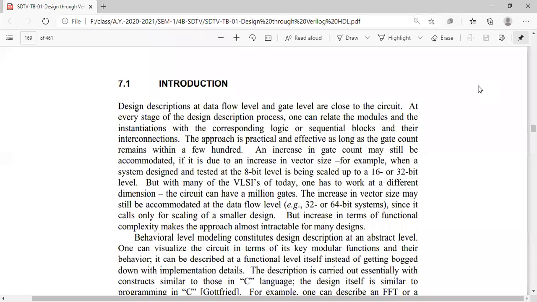So generally this gate level or data flow level will be helpful for designing smaller scale designs. When there is a huge increase in the functionality of the circuit, it becomes typical to do the design in the data flow level or in the gate level, right? So behavioral level modeling, you can see.